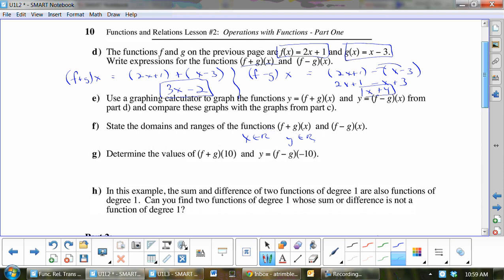Okay? Now, when you have f plus g of 10, the nice thing is, you've already figured out what f plus g of x is, so all you have to do is take your 10 and put it in there. So we just have to go 3 times 10 minus 2. 30 minus 2, big 28. F minus g of negative 10, I'm just going to take negative 10 and put it in there. That is negative 10 plus 4 equals negative 6.